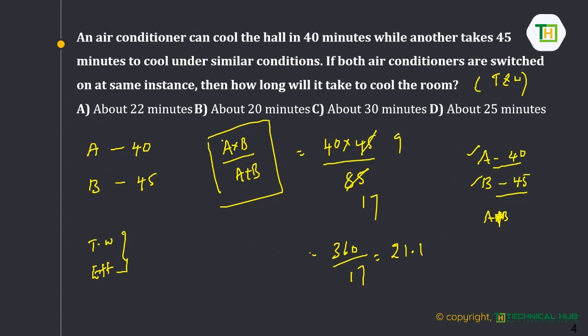So they're asking, if it is in the options, 21.1 is very close to 22 minutes. So what is the time required when both air conditioners are switched on? 22 minutes are required. So 21 point something. So actually, how long will it take to cool the room approximately? I think here "approximately" is missing. So the answer for this question is 22 minutes.